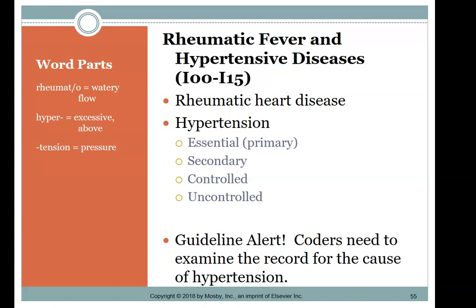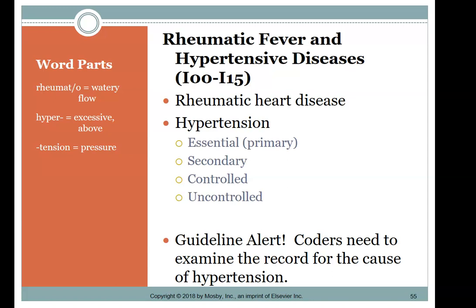Rheumatic fever and hypertensive diseases. Rheumatic heart disease is damage to the heart, most often the valves, as a result of an episode of an inflammatory condition known as rheumatic fever. Then you've got hypertension. Hypertension is a systemic, excessive arterial blood pressure that can cause heart damage if persistent. You will see other descriptive terms include controlled or uncontrolled, whether it is or is not therapeutically corrected.